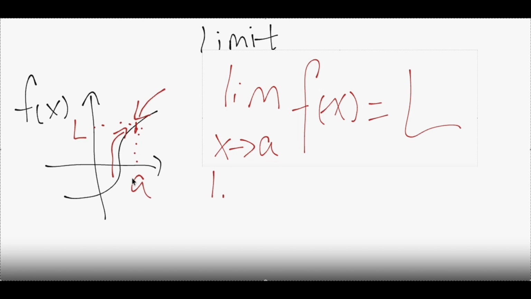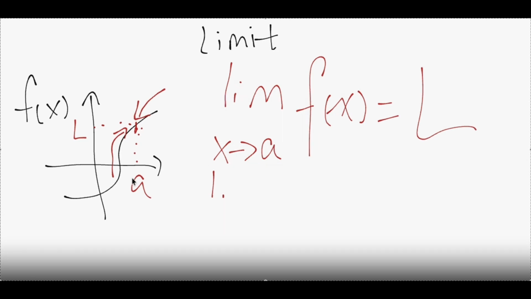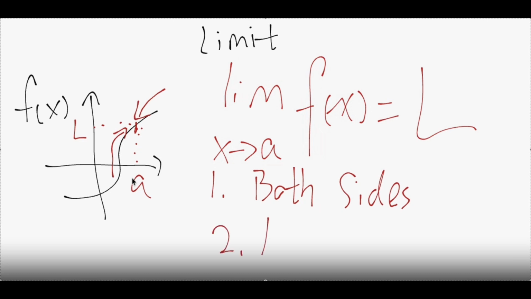Now I have two very, very important ideas to emphasize. First, limit is a two-sided behavior. It has to be approaching from both sides. For the limit to exist, we need to have a left-hand limit and a right-hand limit, and they have to be the same. The other one is that limit is about approaching, not arrival. The function doesn't need to equal the limit at that point.